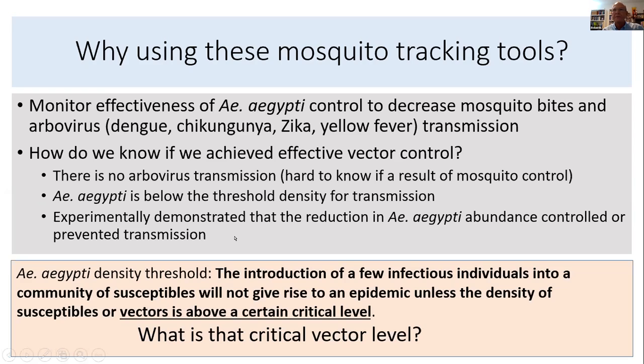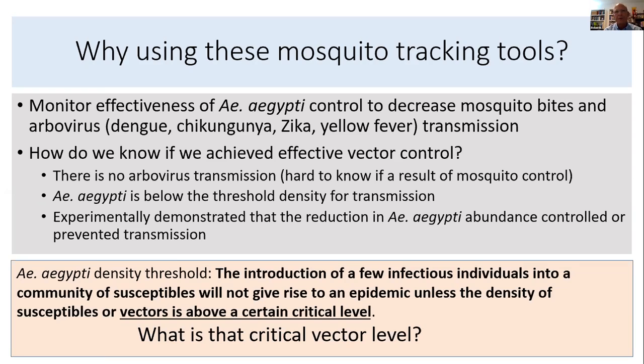And then we can use field experiments to demonstrate if the reduction in Aedes aegypti population was enough to prevent transmission. And that's a very important aspect. I'm going to mention that, but it's usually very expensive, but they're very, very useful.